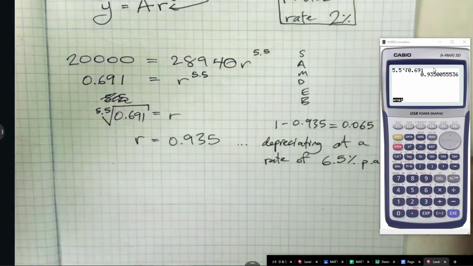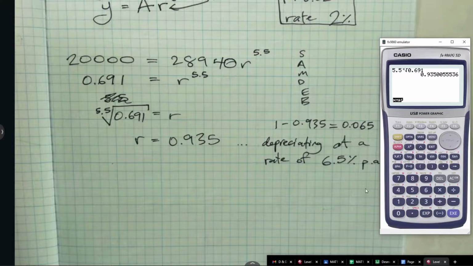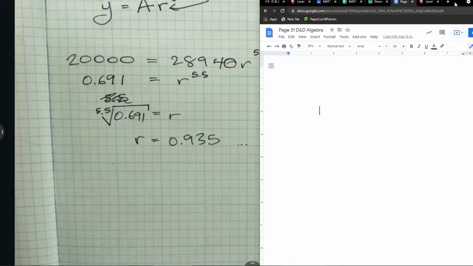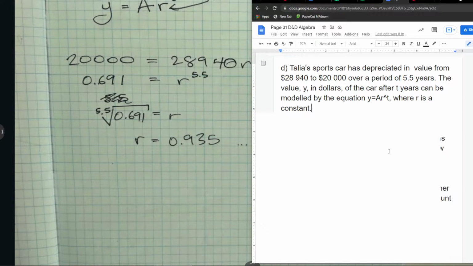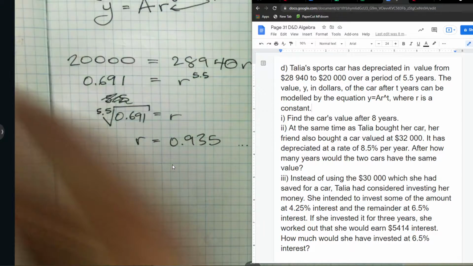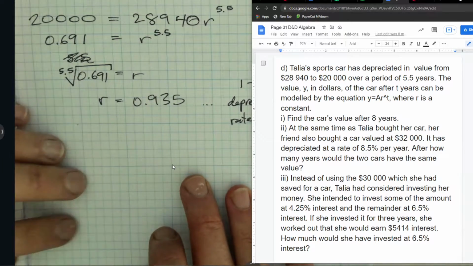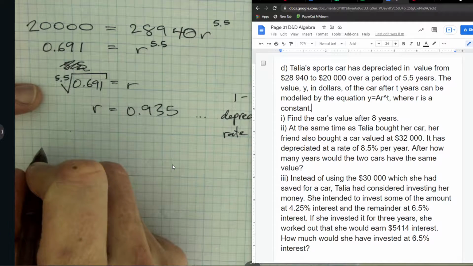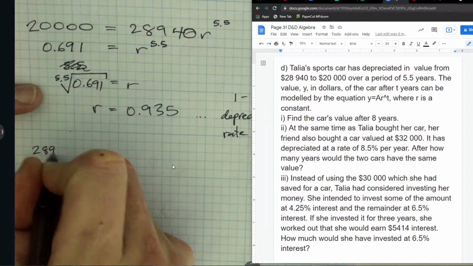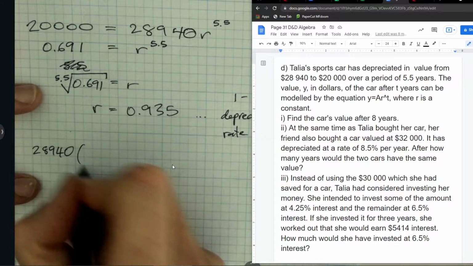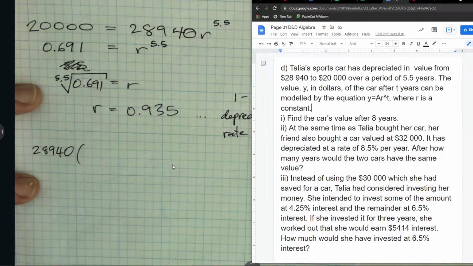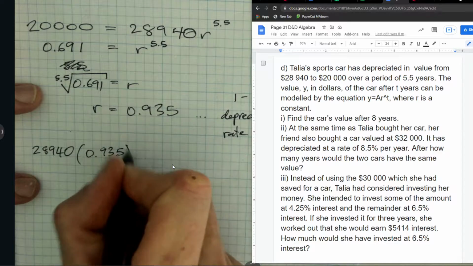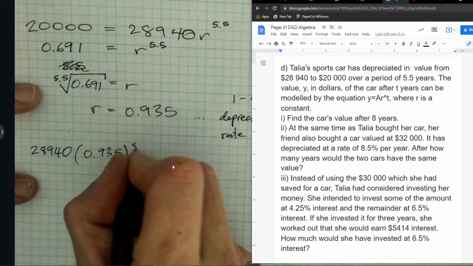Okay, let's move on. Next question. Let's drag it down here. The value after 8 years. So all we need to do is 28,940, and then we're going to chuck our rate in. It's already good to go. 0.935 to the power of 8.